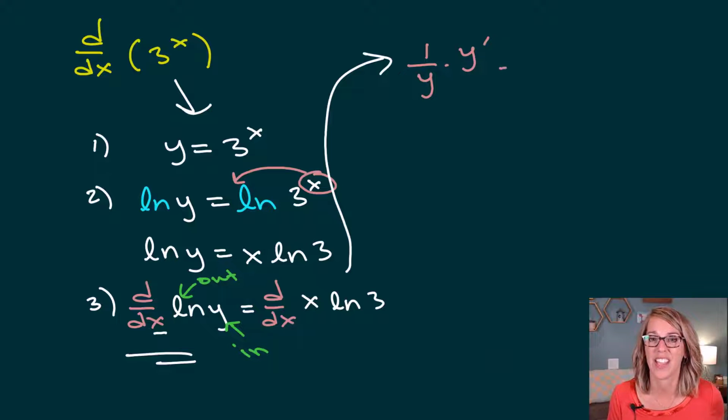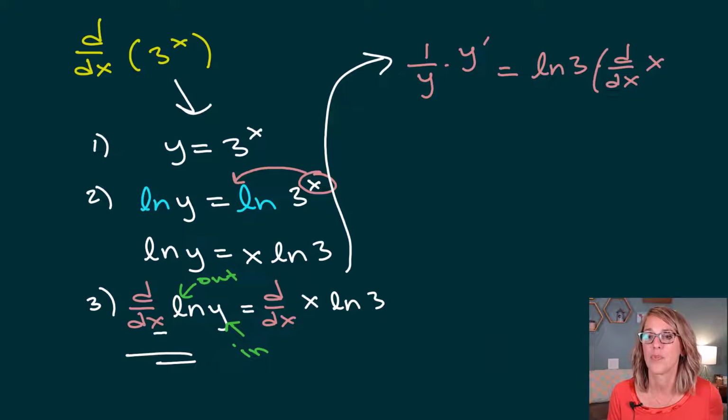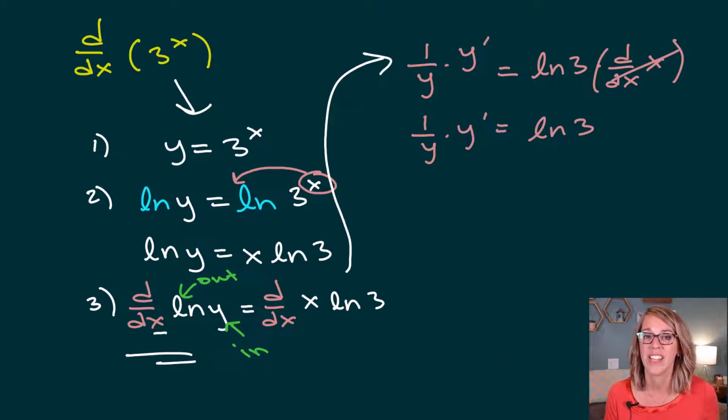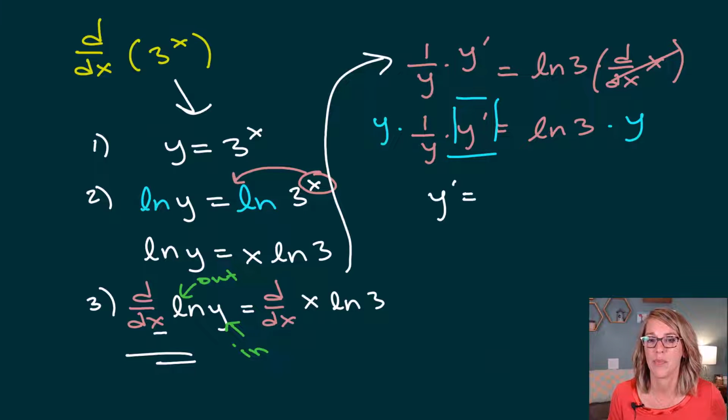On the other side, I can pull the natural log of 3 out in front, so I get the natural log of 3 times the derivative of x, but the derivative of x is just equal to 1. So I have 1 over y times y prime is equal to, the derivative of x is equal to 1, so it's equal to the natural log of 3. Now my goal is to find the derivative, and my derivative is this guy. So I need to multiply both sides by y. So I end up with y prime is equal to y times the natural log of 3.